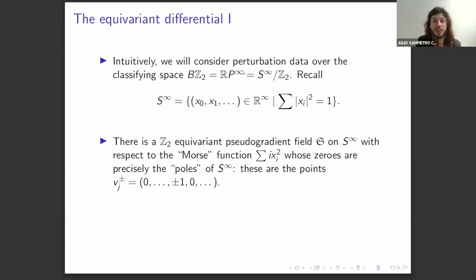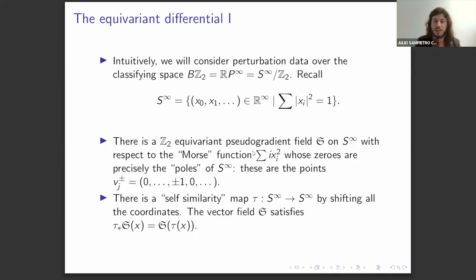There is a Z2 equivariant pseudo-gradient field on S infinity with respect to the Morse function given here by the sum of the index times xi squared. And the zeros are going to be precisely the poles of S infinity. So the jth positive pole, so Vj plus, will be the point that has 1 as its jth entry, and the jth negative pole will be the one that has -1 as its jth entry and zeros everywhere else. Note there is a self-similarity map which just shifts all the coordinates by 1. So I map x0, x1, and so on, to just 0, x1, and so on.